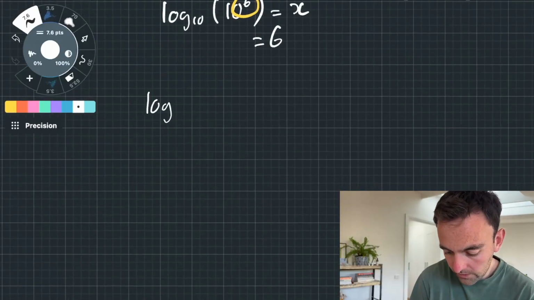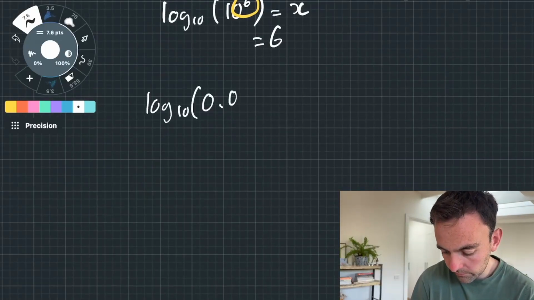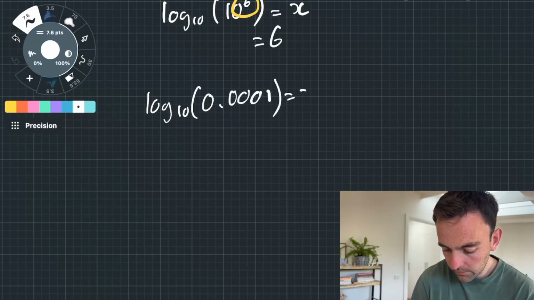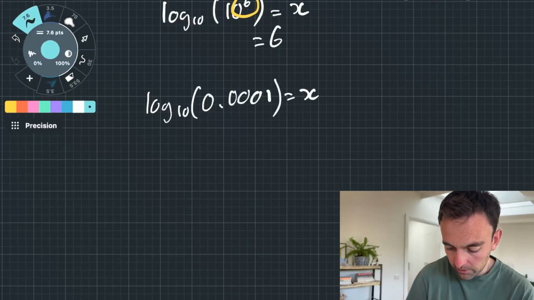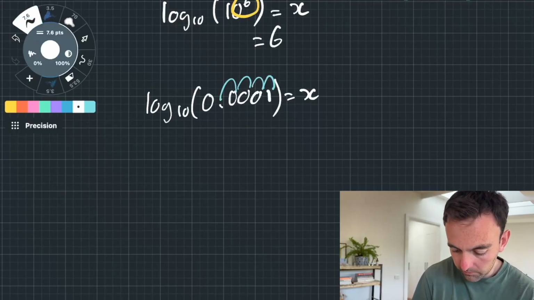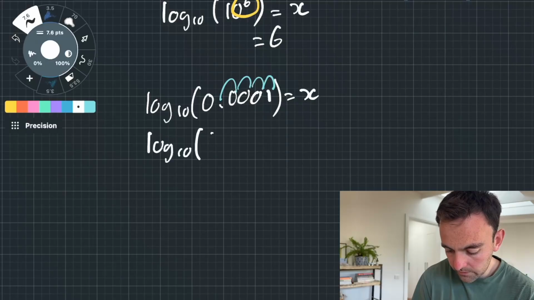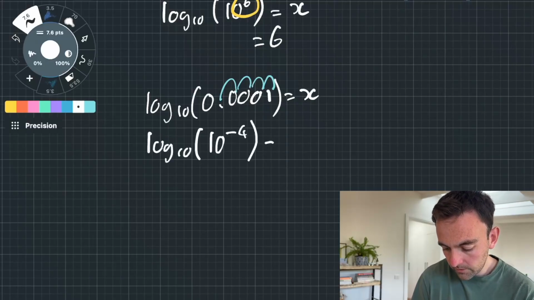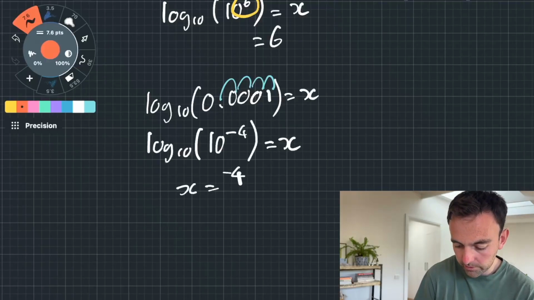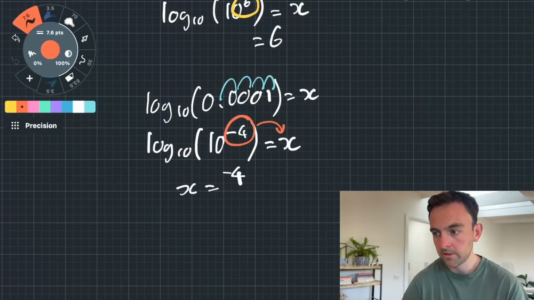So if we had log 10 of 0.0001, we just do exactly the same thing. So we go 1, 2, 3, 4. So this becomes log 10 of 10 to the power of -4 equals x. So then x just equals -4. So we just take that exponent again and make that the answer.